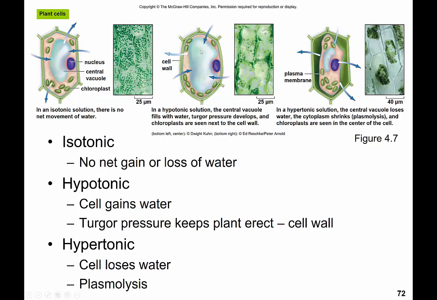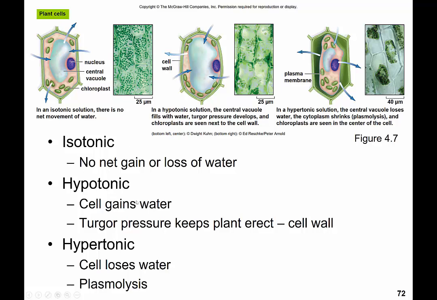In a plant cell, this is similar, but we have a cell wall here as well as a central vacuole and these chloroplasts that can help tell us what's going on. In an isotonic solution, there's no net movement of water, right? We have an equal amount of solute particles on either side of the cell. And so we can see that there's a fairly equal distribution of chloroplasts within these plant cells.